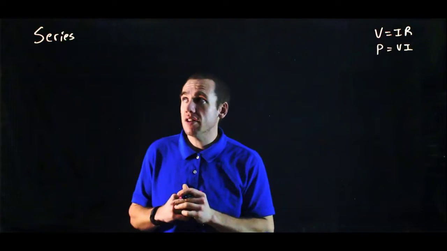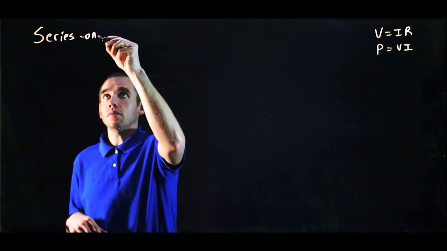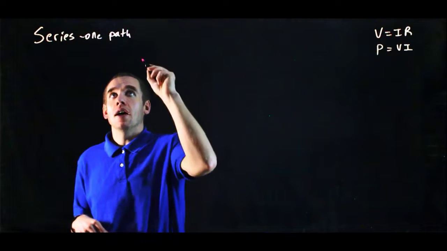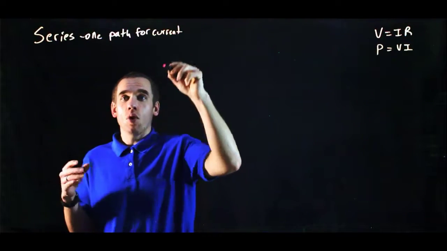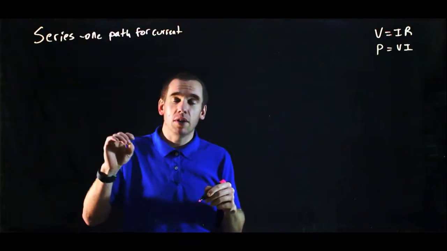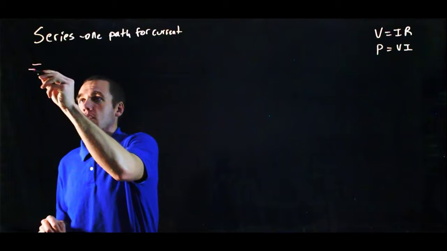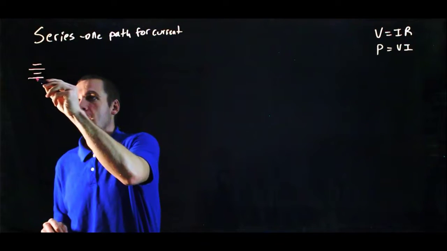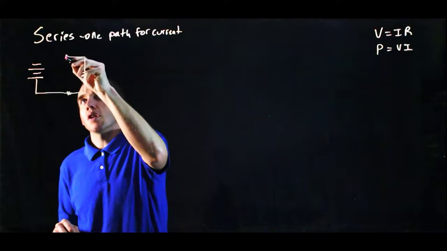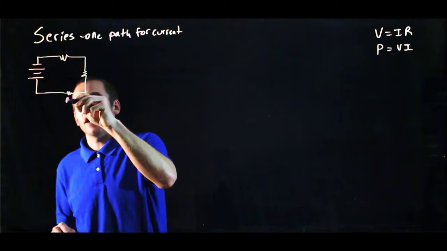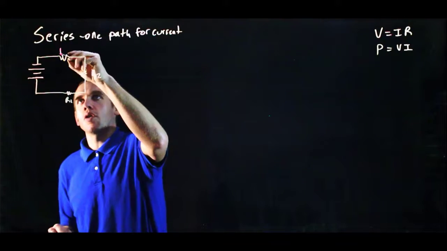So first, in a series circuit, remember that means we have one path for current. Series as in one element follows the next, follows the next, in a continuous loop. So if I have my battery, then current leaves the battery, goes through a resistor, goes through a resistor, goes through a resistor. We'll call that R1, R2, R3.